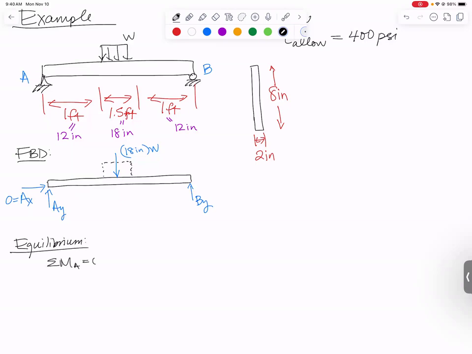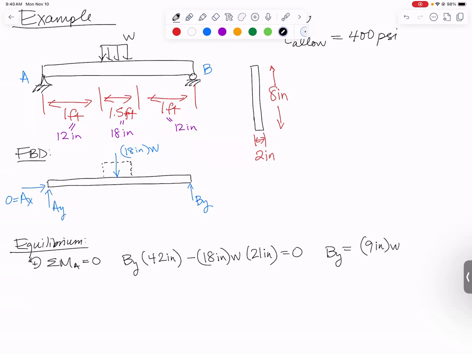If we sum moments about point A, they have to sum to 0. In a counterclockwise sense, I'll have BY, and it appears to be 12 plus 12 plus 18, which is 42 inches away. And then acting in a clockwise sense, I'll have minus 18 inches times W, which would be 12 plus 9, 21 inches away, equals 0. BY is going to end up being 9 inches times W.